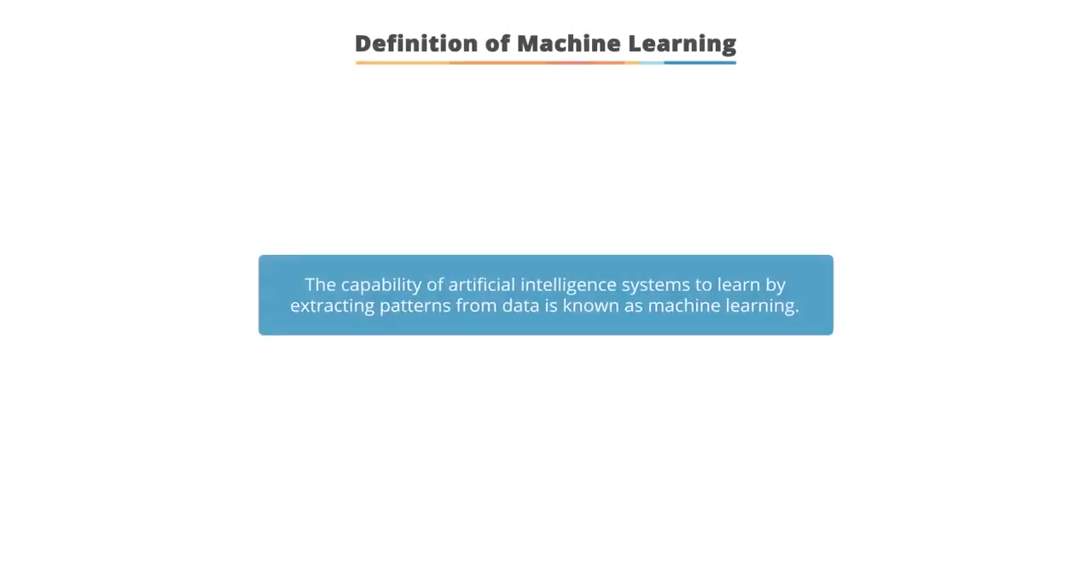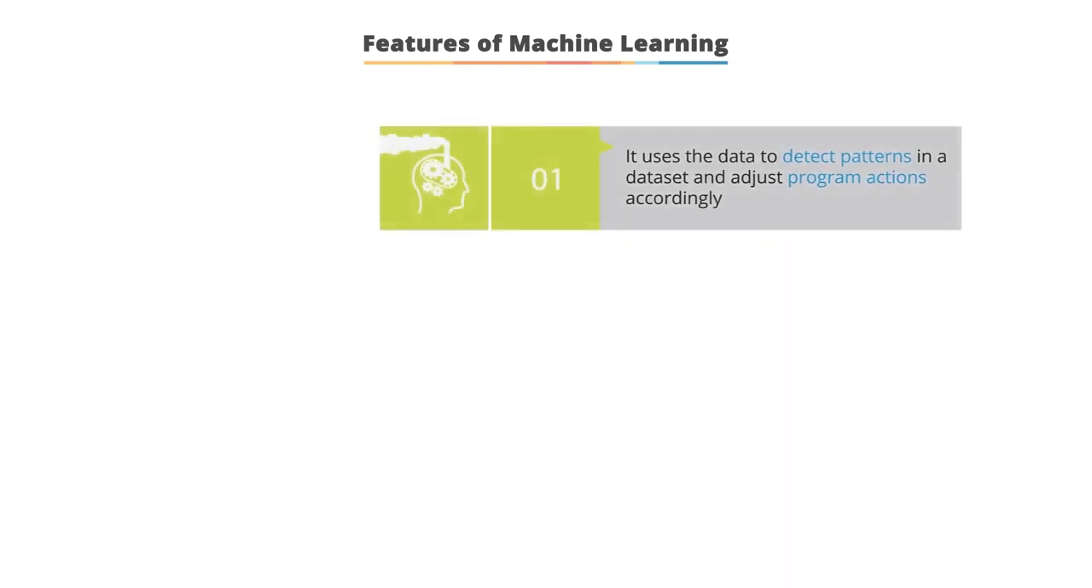Machine learning is the capability of an artificial intelligence system to learn by extracting patterns from data. It usually delivers quicker, more accurate results to help you spot profitable opportunities or dangerous risks. Now, you must be curious to understand the features of machine learning. Machine learning uses the data to detect patterns in a data set and adjust program actions accordingly.